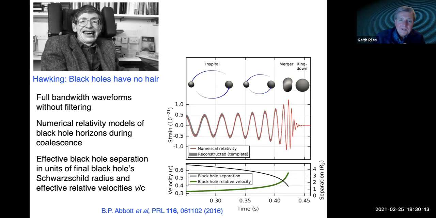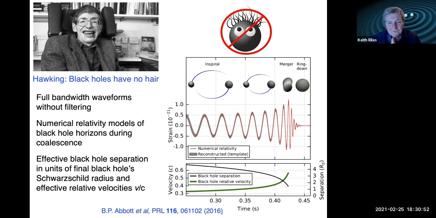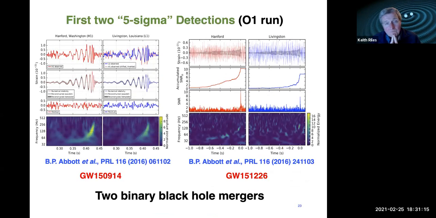But the basic bottom line of this graph is that black holes do not have long, scraggly hair. We can't rule out a crew cut. We need more precise measurements with more events to say something very definitive, very highly sensitive. But this first test of the statement that black holes have no hair was passed with flying colors. There's no evidence here that the black holes are behaving differently from how general relativity would predict them to behave.